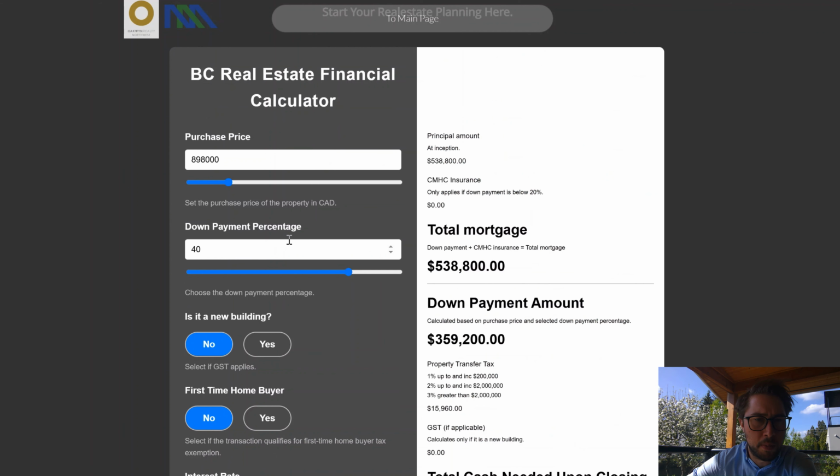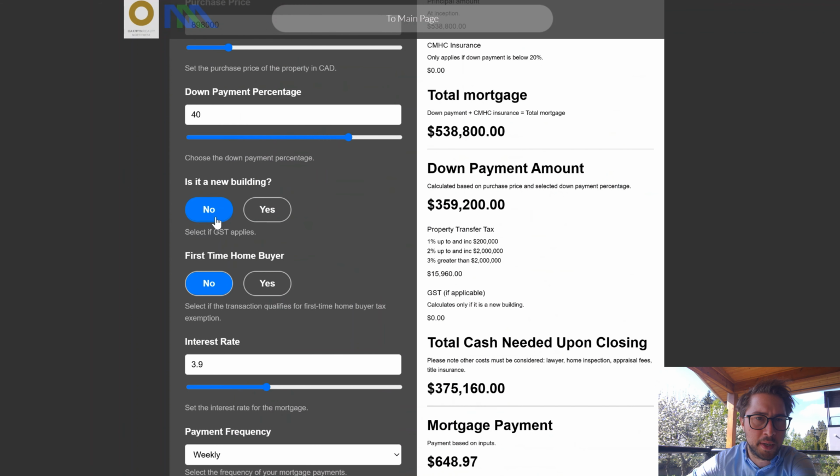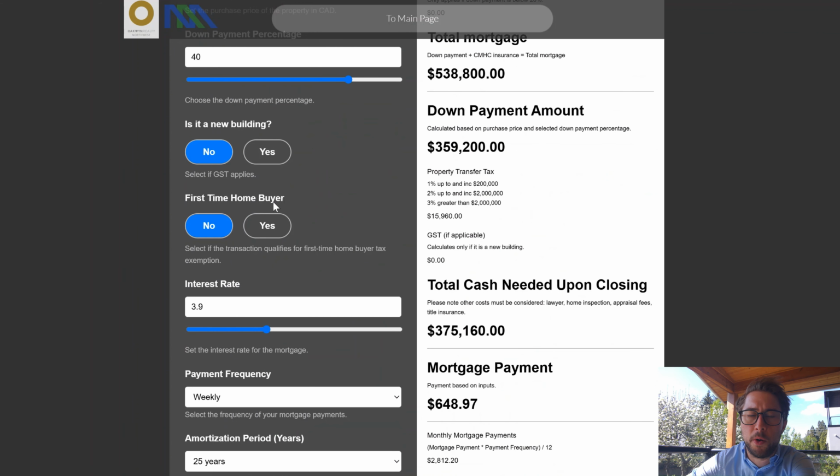Is it a new building? No, it's not a new building. If it is a new building, like a pre-sale or a brand new house, you would have to pay the GST. So you'd click yes for that, and it automatically populates the GST. But in this scenario, we'll click no. Home buyer: if you're a first-time home buyer, you get a rebate on the cash you need up front when buying a home. So you can click yes or no. In this scenario, we'll click no.